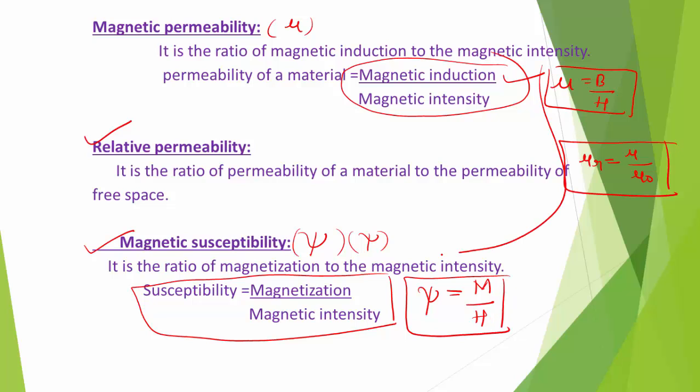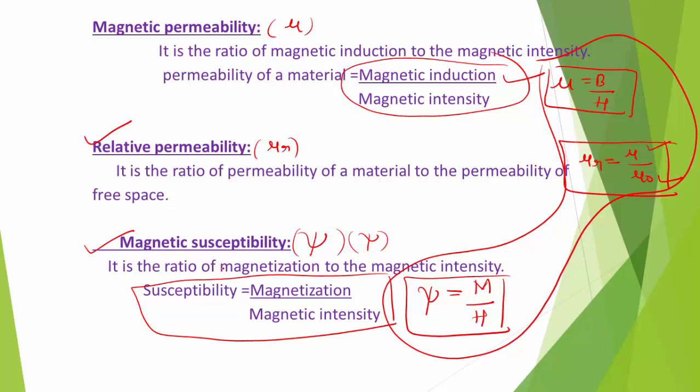Using these formulas, you can remember all the definitions related to the terms connected with magnetism. Magnetic permeability, mu equal to B by H. B means magnetic induction, H means magnetic intensity. The ratio of magnetic induction to the magnetic intensity is called magnetic permeability. Here the relative permeability means the ratio of permeability of the material to the permeability of the free space. Mu naught is the permeability of the free space, mu is the permeability of the material, and mu r is the relative permeability. And magnetic susceptibility is the ratio of magnetization to the magnetic intensity.